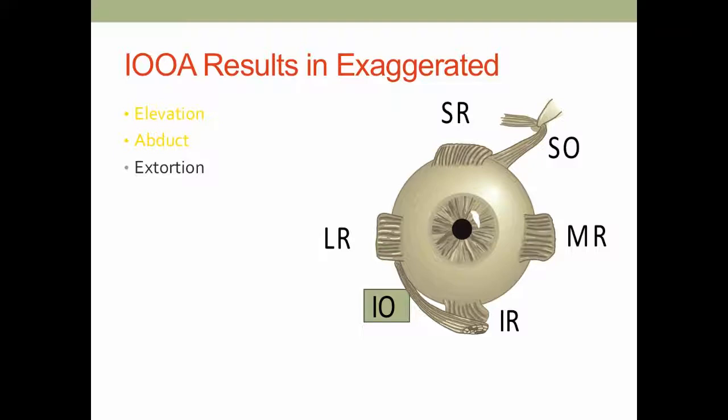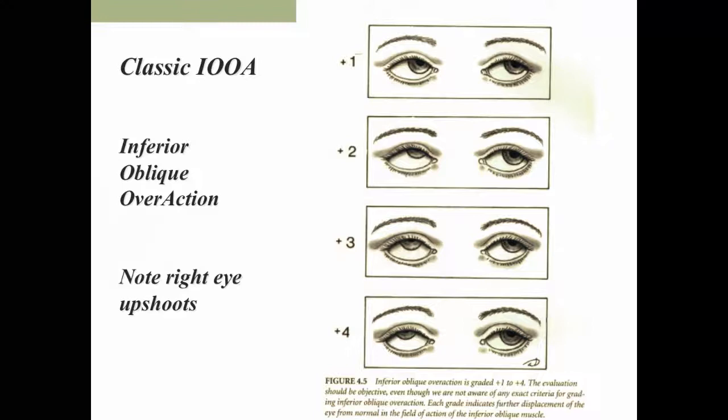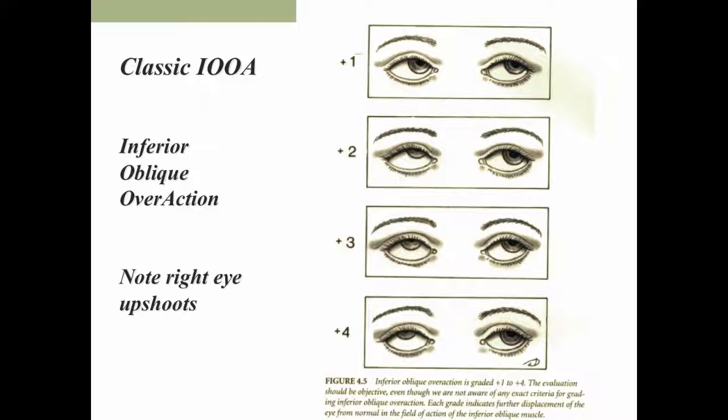And actually, this is the only muscle you really need to know its action of, because all the other ones are kind of inherent and don't have much regard to Park's 3-step method. This is a pictorial representation of classic overaction of the inferior oblique, IOOA for inferior oblique overaction. And you can see in this particular case, the right eye is shooting up. If you look at panel 1, adduction is minimal. 2, it's increased with elevation. And if you look at the 4th panel, you have the eye going out and up.